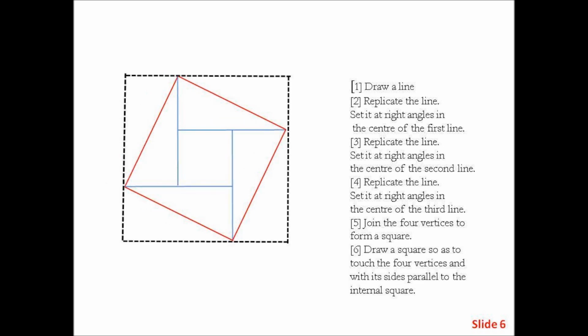Draw a square so as to touch the four vertices and with its sides parallel to the internal square. How many distinct diagrams can you see in just this one diagram?